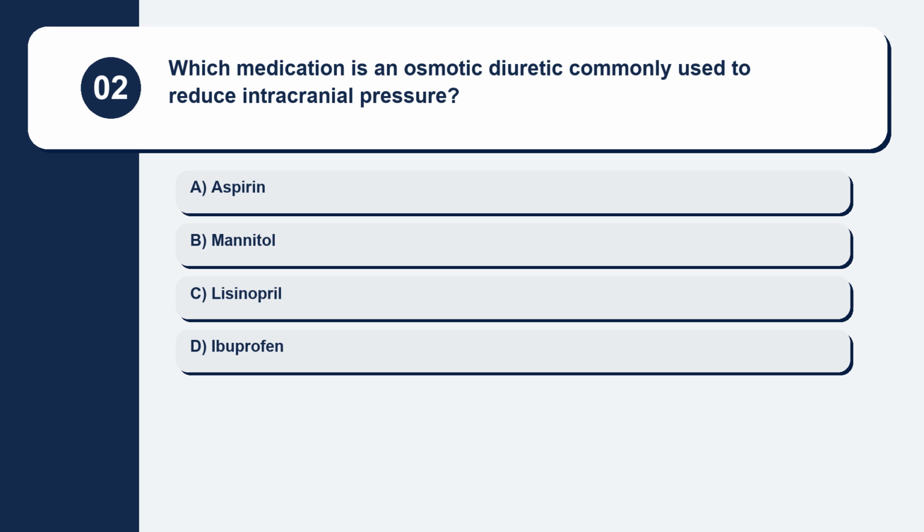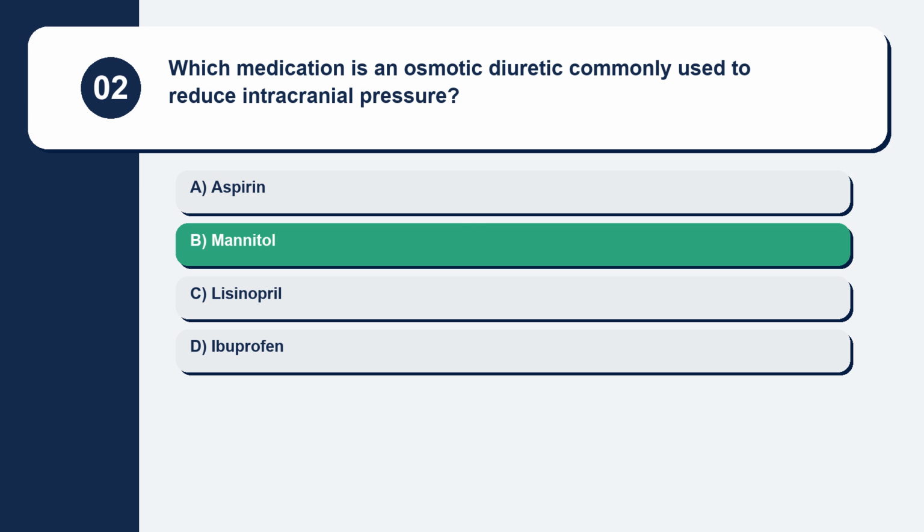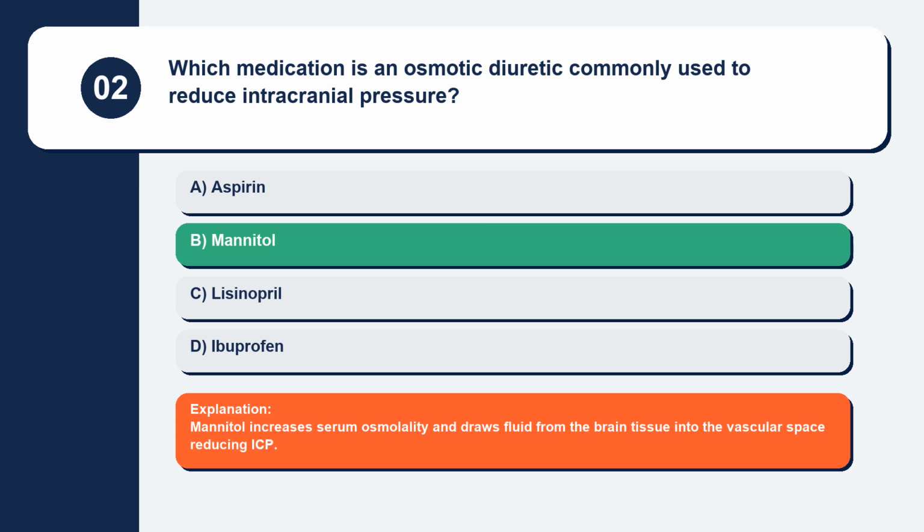Question 2. Which medication is an osmotic diuretic commonly used to reduce intracranial pressure? Aspirin, mannitol, lisinopril, ibuprofen. Mannitol increases serum osmolality and draws fluid from the brain tissue into the vascular space, reducing ICP.